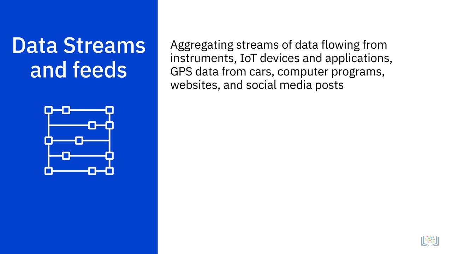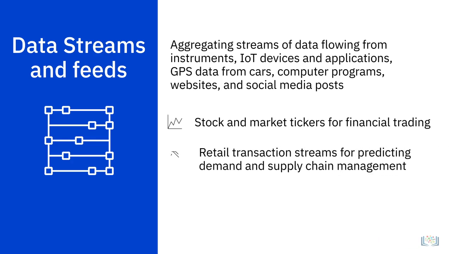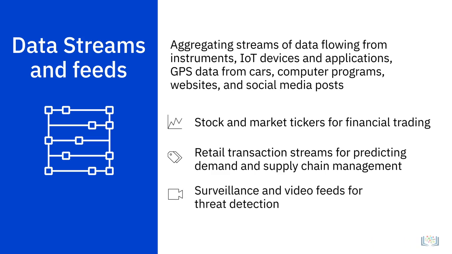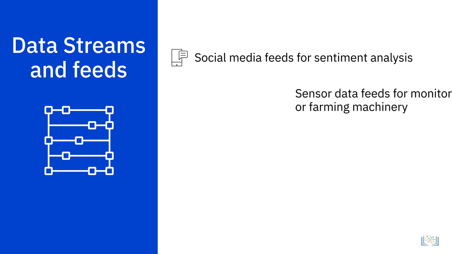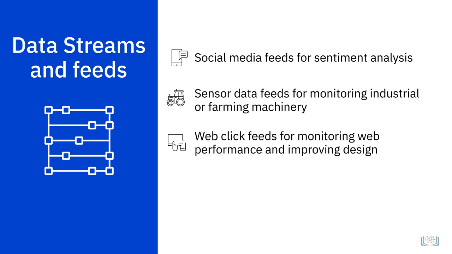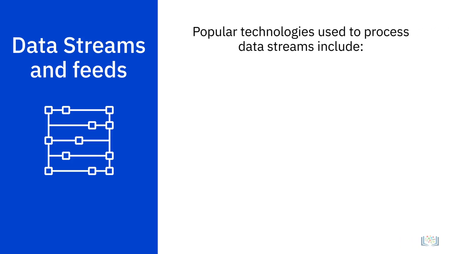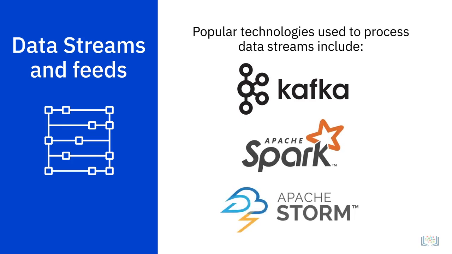Some of the data streams and ways in which they can be leveraged include stock and market tickers for financial trading, retail transaction streams for predicting demand and supply chain management, surveillance and video feeds for threat detection, social media feeds for sentiment analysis, sensor data feeds for monitoring industrial or farming machinery, web-click feeds for monitoring web performance and improving design, and real-time flight events for rebooking and rescheduling. Some popular applications used to process data streams include Apache Kafka, Apache Spark Streaming, and Apache Storm.